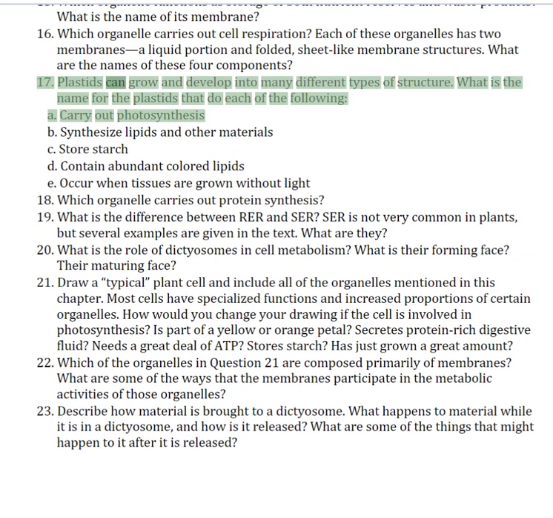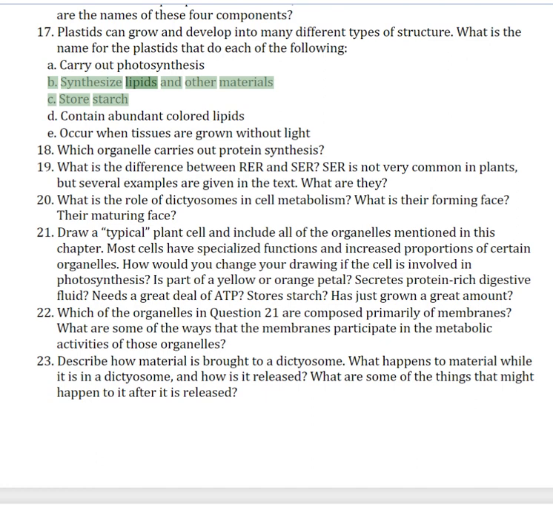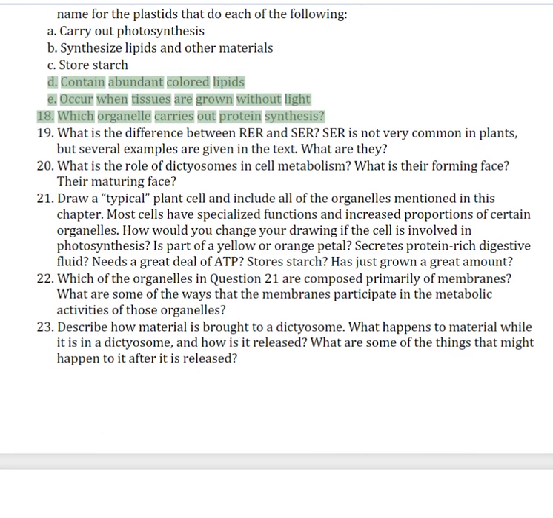17. Plastids can grow and develop into many different types of structure. What is the name for the plastids that do each of the following? A. Carry out photosynthesis. B. Synthesize lipids and other materials. C. Store starch. D. Contain abundant colored lipids. E. Occur when tissues are grown without light.